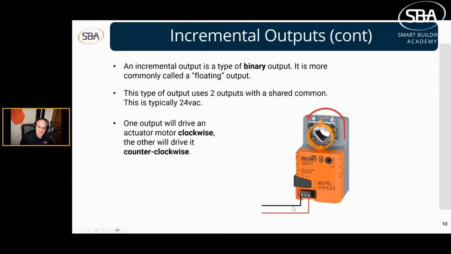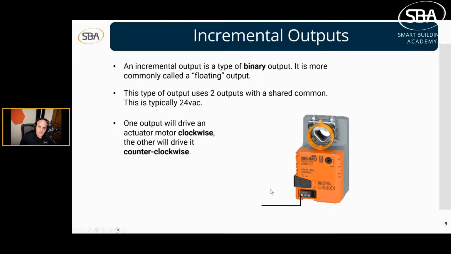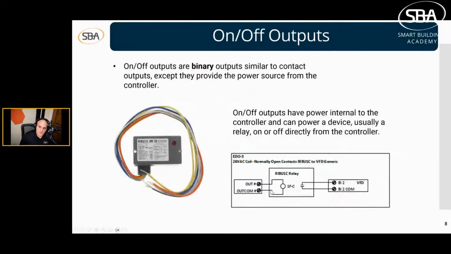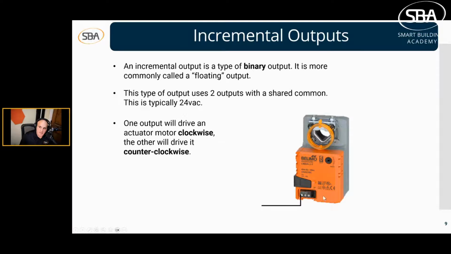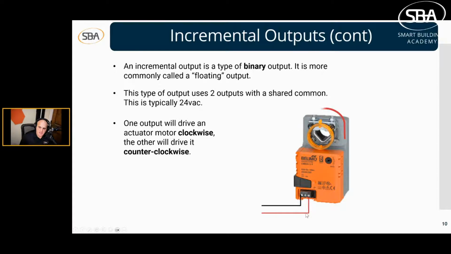And what these tend to use is the on-off output here to then drive the incremental output. So you'll have a single common, and then that shared common will pull power, typically from BO1 and BO2, and you will set up an incremental or floating logic block inside your building automation system to then drive these accordingly.